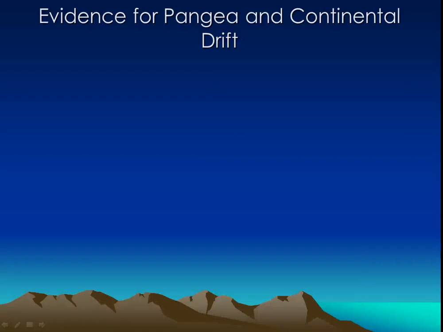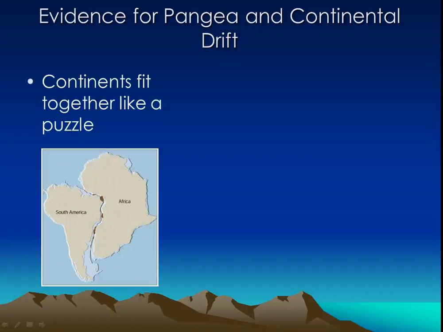What is the evidence? All scientists have to have evidence for a hypothesis or for a conclusion. So what is their evidence for Pangaea and continental drift? Well, really there are two main evidences that they use. One of them is that continents fit together like a puzzle. There you can see South America and Africa.